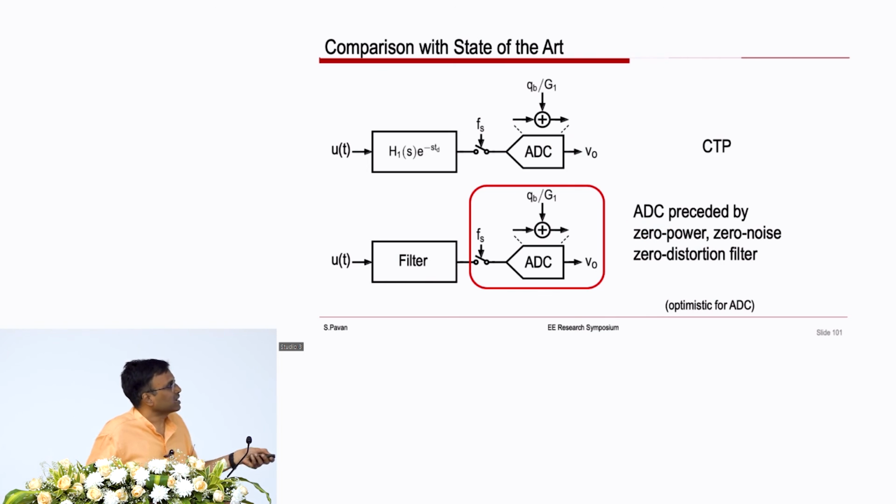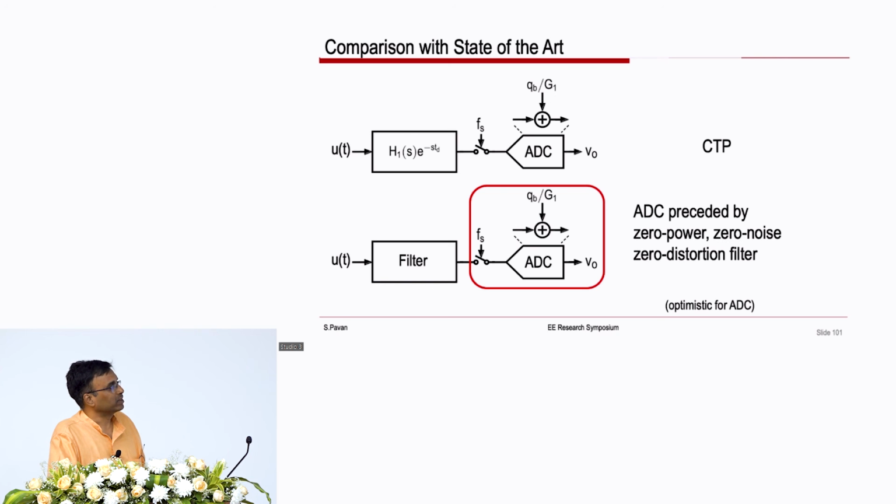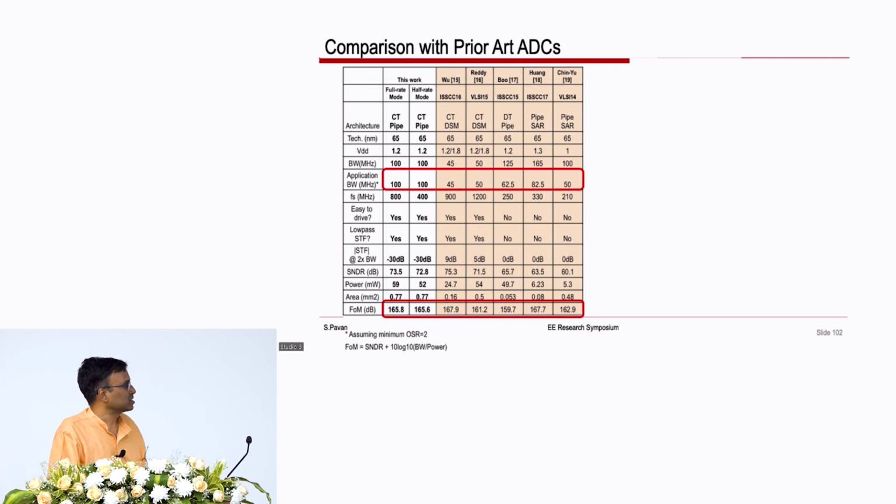And so because the continuous time pipeline is a filter and ADC pushed into one, you can compare it with prior art. You can either compare it with prior art ADCs or prior art filters. If you want to compare it with standalone ADCs, which have been reported in the literature for many, many years, you can think of this continuous time pipeline as an ADC which is preceded by a 0 power, 0 noise, 0 distortion filter. Of course, it's being very, very charitable to the ADC. And if you compare it with state of the art, you can see that it's comparable.